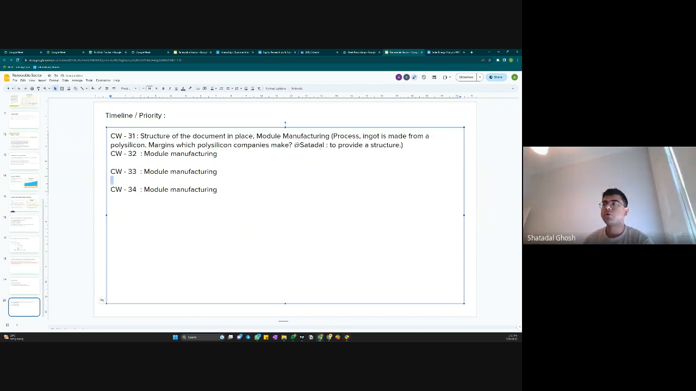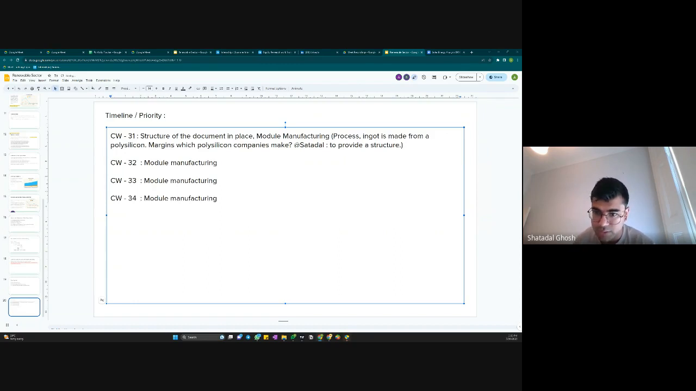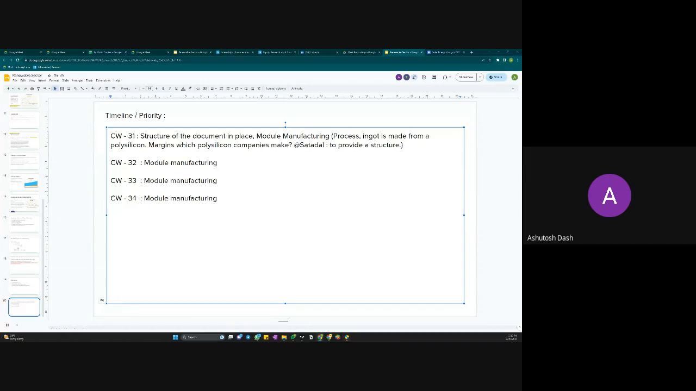Cool. All right. And don't hold on to any blockers for these Sunday calls, right? If you have a blocker, send across a text on WhatsApp, and one of us will respond to that. Yeah, this is a bit time sensitive.